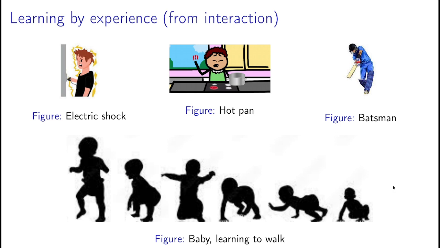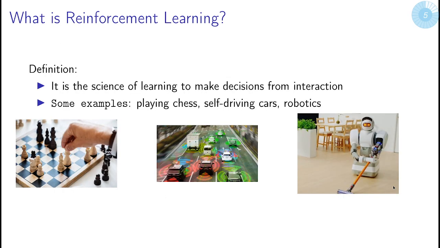Now that we have an understanding of how we humans learn, and since this ability to learn is what makes us intelligent, we can consider making machines intelligent by giving them the ability to learn, and this can be achieved by reinforcement learning. Let's see what reinforcement learning is. There are multiple definitions for it. One of them is reinforcement learning is the science of learning to make decisions from interaction.